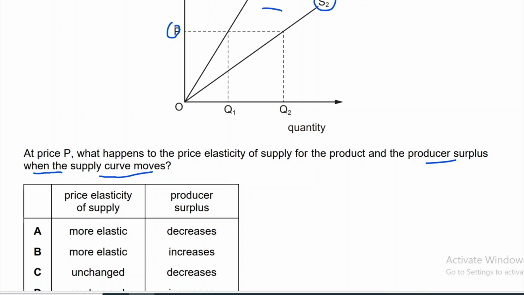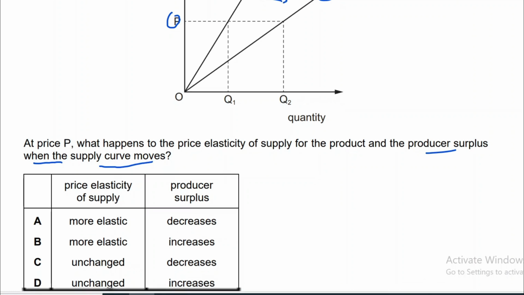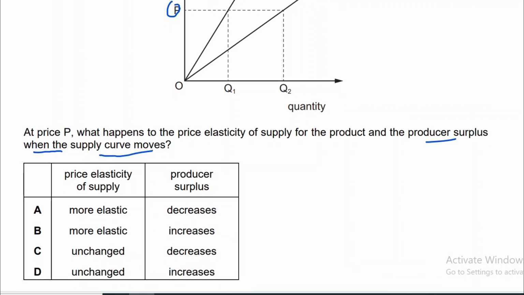When the supply curve moves to the right, what happens to the price elasticity of supply? Keep in mind, when a supply curve starts from the origin, all the straight lines starting from the origin show that price elasticity of supply is equal to 1, or unitary. So price elasticity of supply will remain the same on both graphs, so it is unchanged. So we can cross out options A and B.